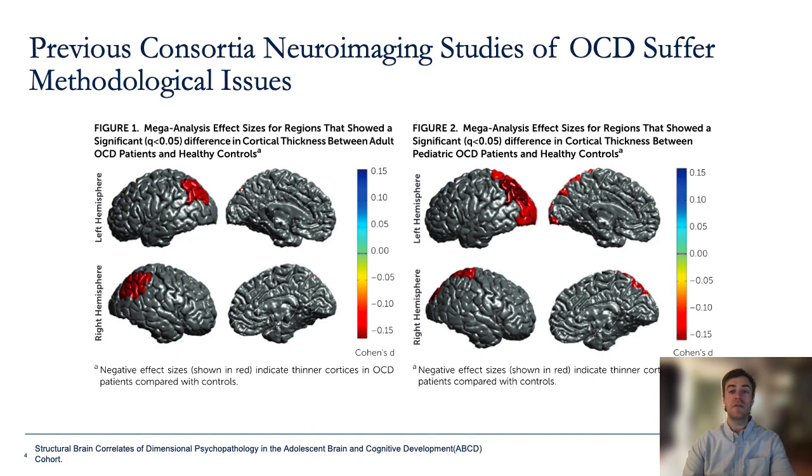Here you can see data from one of the most prominent consortia studies, the Enigma group, showing decreases in cortical thickness in both pediatric and adult patients with OCD compared to healthy controls, mostly confined to the occipital region, a region typically associated with visual processing.